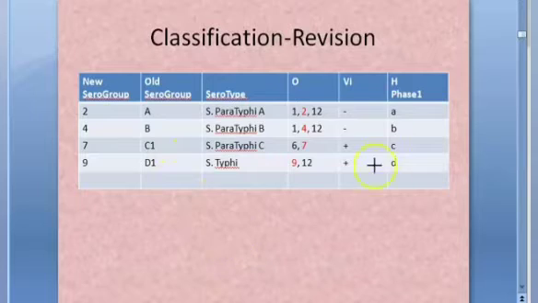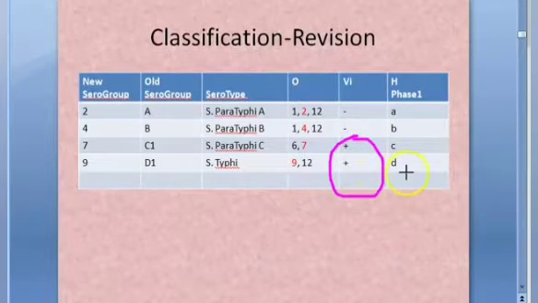Then what about the VI antigen? VI antigens are present in Salmonella typhi and paratyphi C. It's marked. Now, the H antigen, the flagellar antigen, has two phases, phase 1 and phase 2. There it is also very simple. Phase 1 is A, B, C, D.